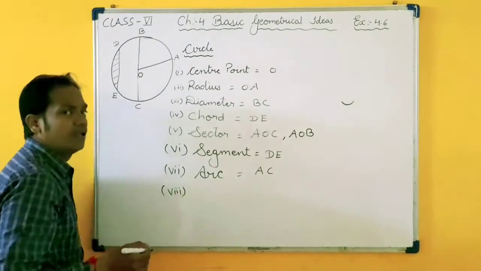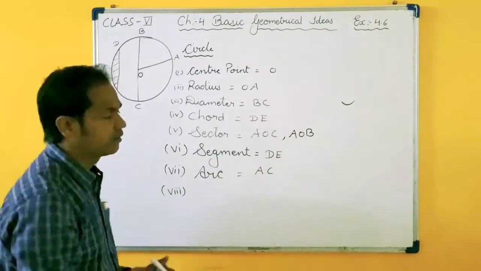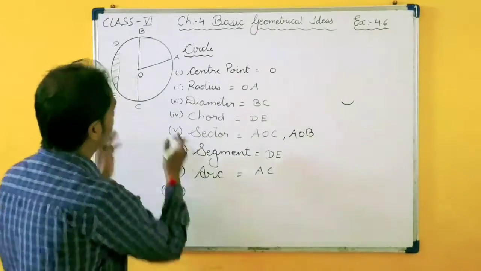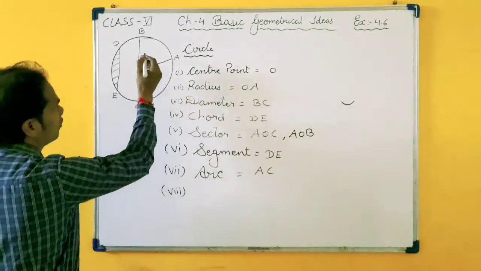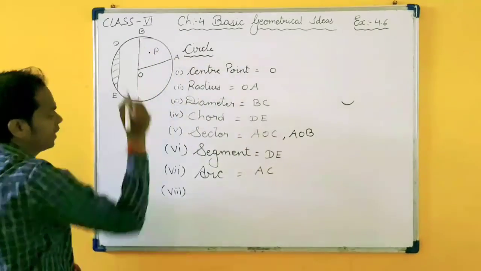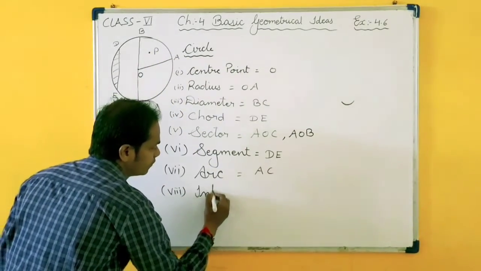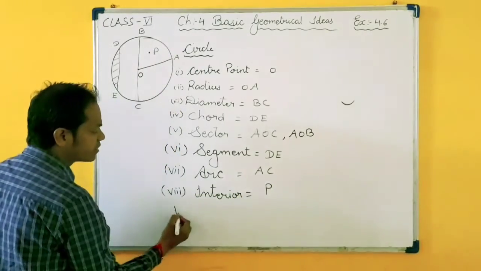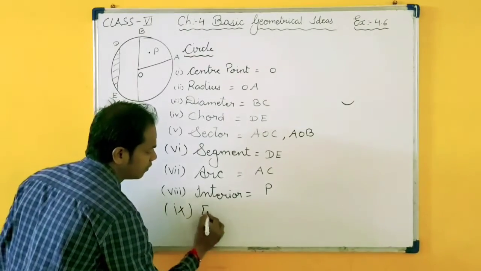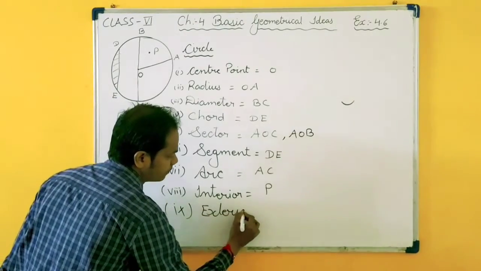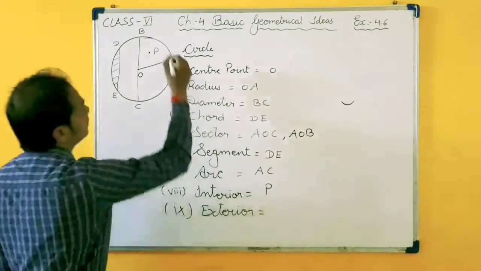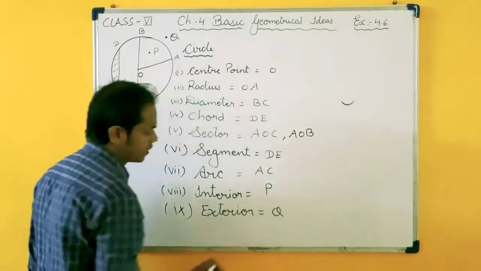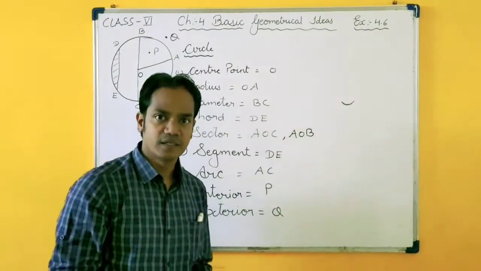Can you see any points in the interior? Yes, this point O is in the interior of the circle. So it is called in the interior. Or suppose I am marking here point P. So interior point, what is the interior point? P. Same way you can mark an exterior point. Suppose I am writing here Q. So point Q is in the exterior of the circle.